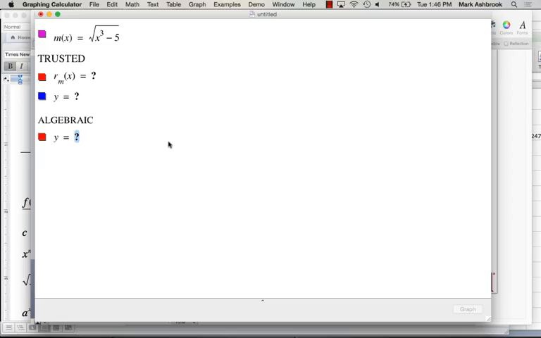Okay, so what is the trusted form? If my function is m of x, then what is my trusted form of the rate of change function, R sub m of x? What do we know is correct for that rate of change? M of x plus h minus m of x, over h. Good. M of x plus h minus m of x, all over.